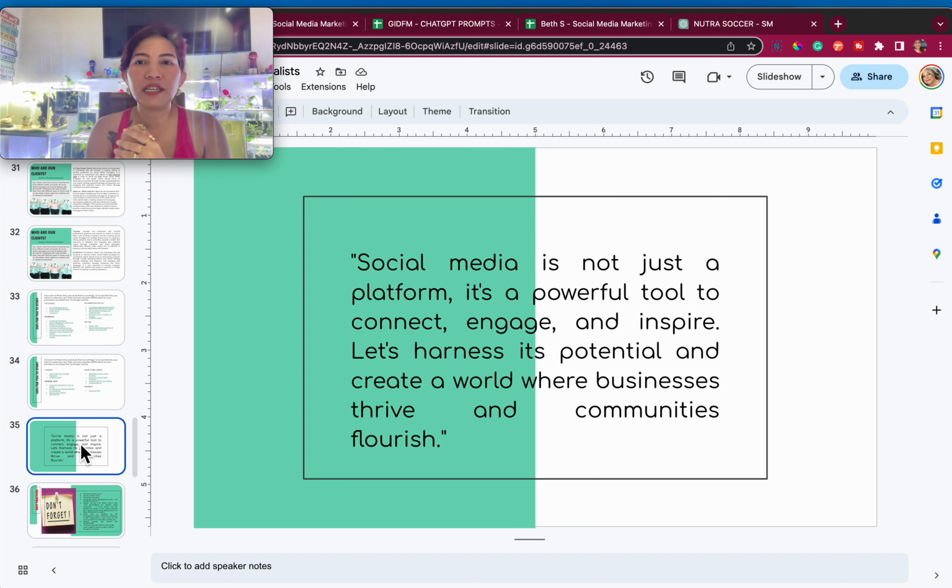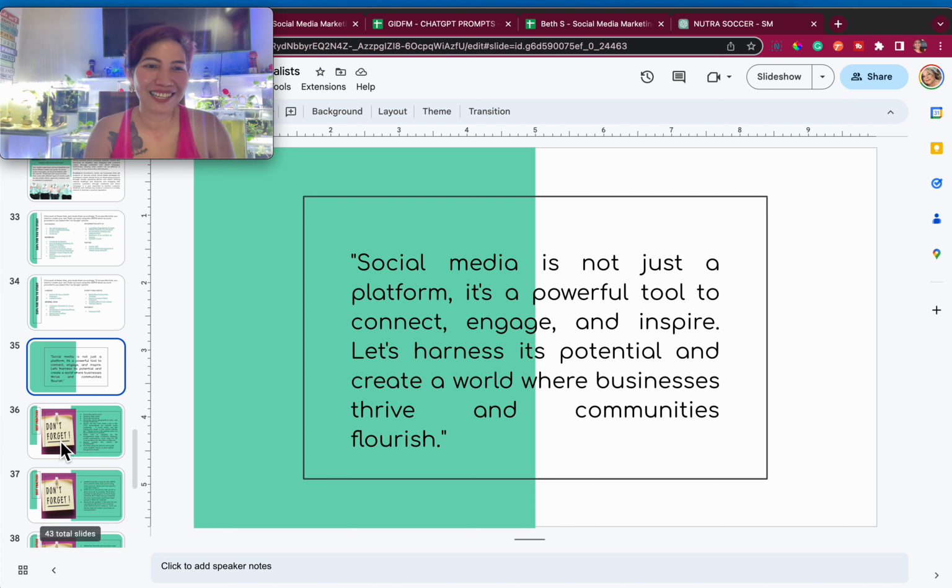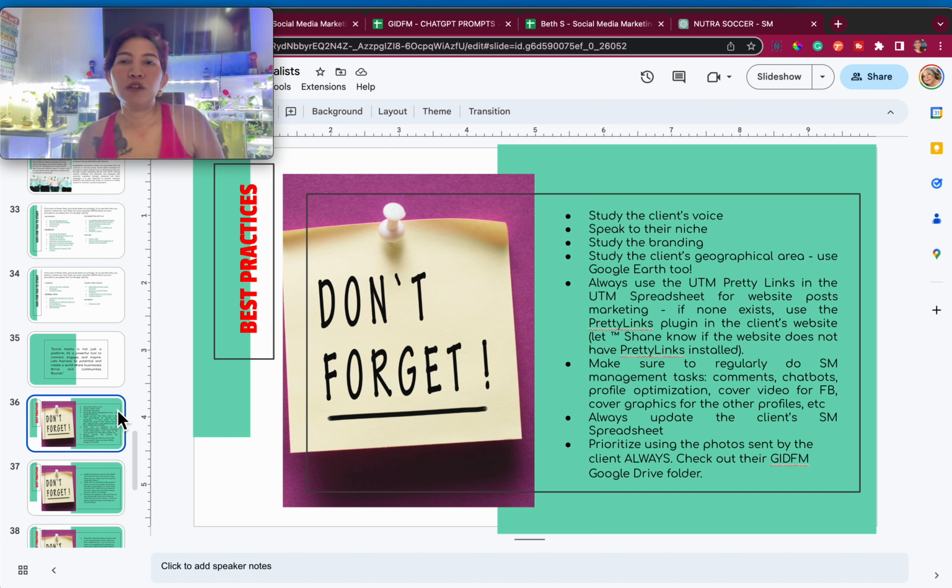So social media is not just a platform, it's a powerful tool to connect, engage, and inspire. Let's harness its potential and create a world where businesses thrive and communities flourish. It's a powerful tool, really. Whatever you publish out there, it can reach thousands of people. So it's very important to keep that in mind, that responsibility, and with great power comes great responsibility. Go Spider-Man. Now don't forget these bulleted points here, please.